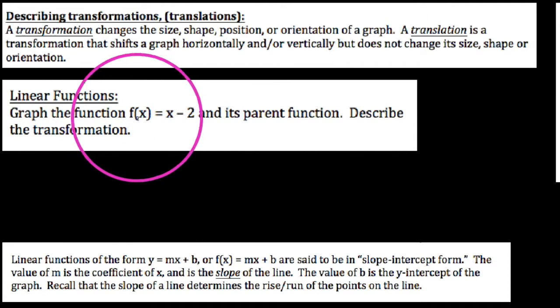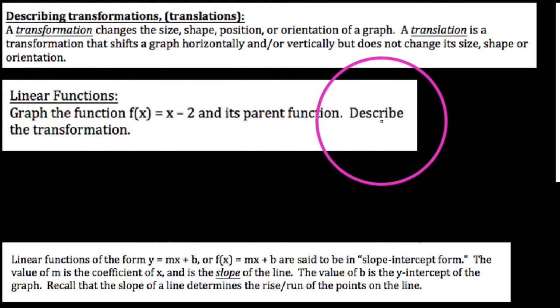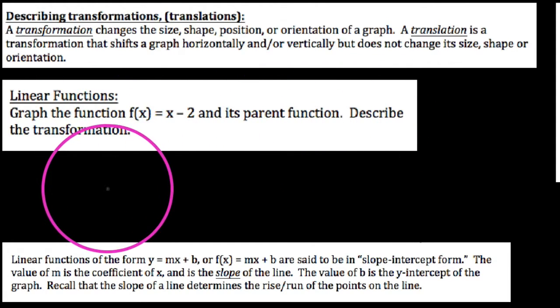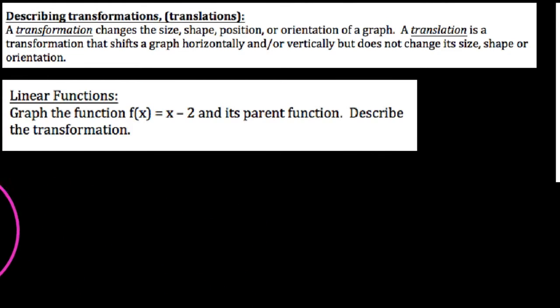So let's go ahead and take a look at an example of a transformation that includes a translation in which we have this function here, f of x equals x minus 2. What we want to do is graph it and its parent function and describe the transformation that we see. So here's what we're going to do.